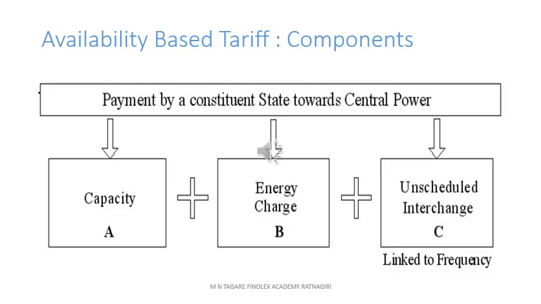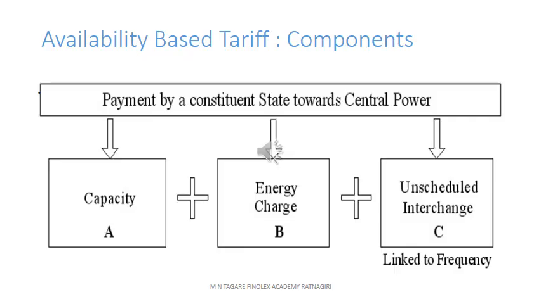Next is energy charges. We know that every plant, may it be nuclear or thermal, uses some fuel, like enriched uranium, coal or oil. So the running expenses are recovered through this energy charge. We are recovering the running charges of our generating plant. So this is the second component.